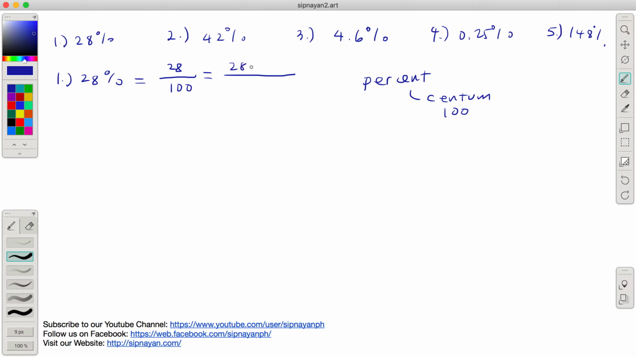So, 28 divided by? Naisip niyo ba kung anong number? That's 4, mukhang obvious, no? So, this is equal to 7/25, or 7 over 25.